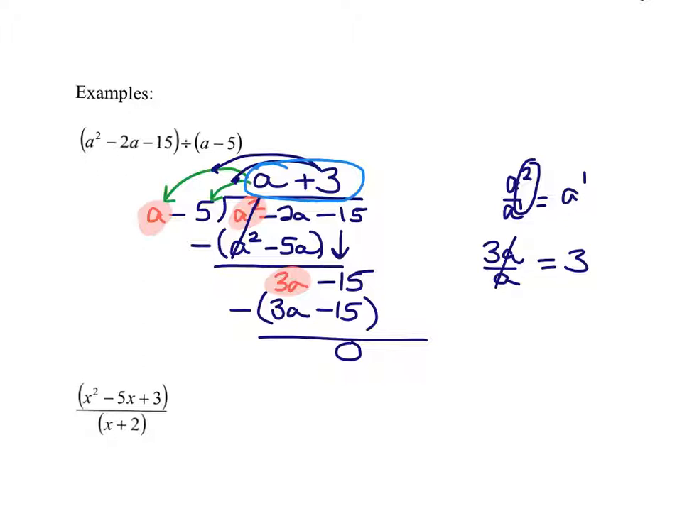And so, very important, we know our quotient. What we've really just shown is that we found what polynomial, in this case a plus 3, times our divisor a minus 5 is going to equal our dividend, which is a squared minus 2a minus 15.